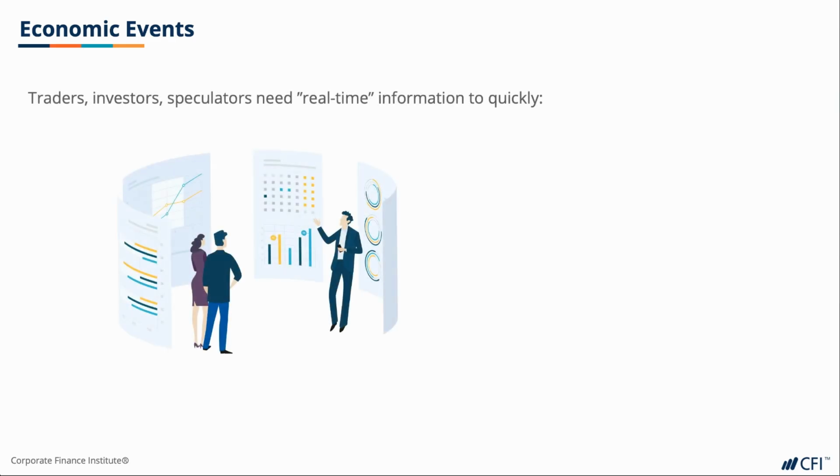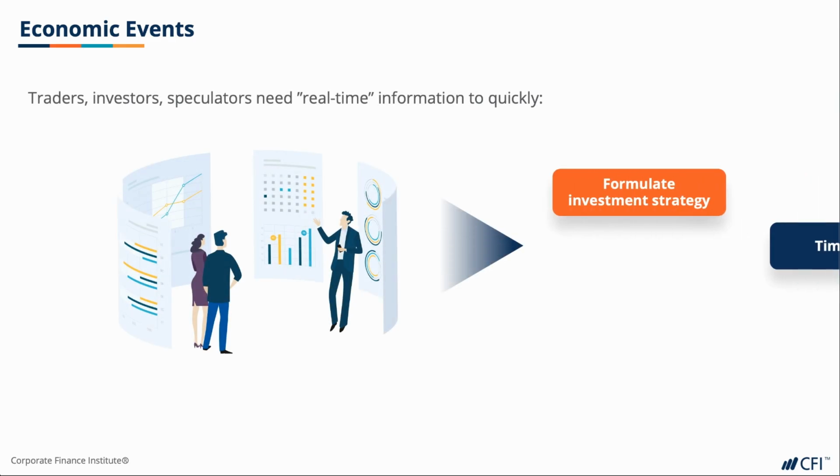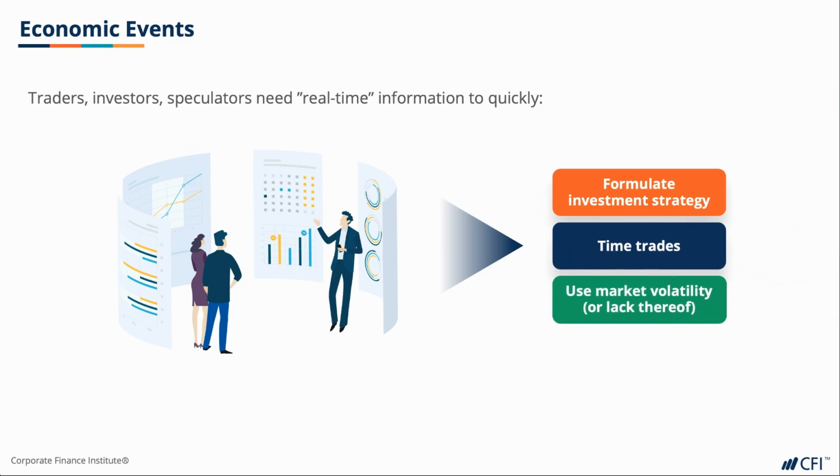While economics is key to finance, micro and macroeconomic theories don't move markets by themselves. Traders, investors, and speculators need something real-time so that they can quickly formulate investment strategy, time their trades, and also use market volatility or lack thereof to make bets. Economists also need live data to update models and forecasts. All of these inputs come from economic events.